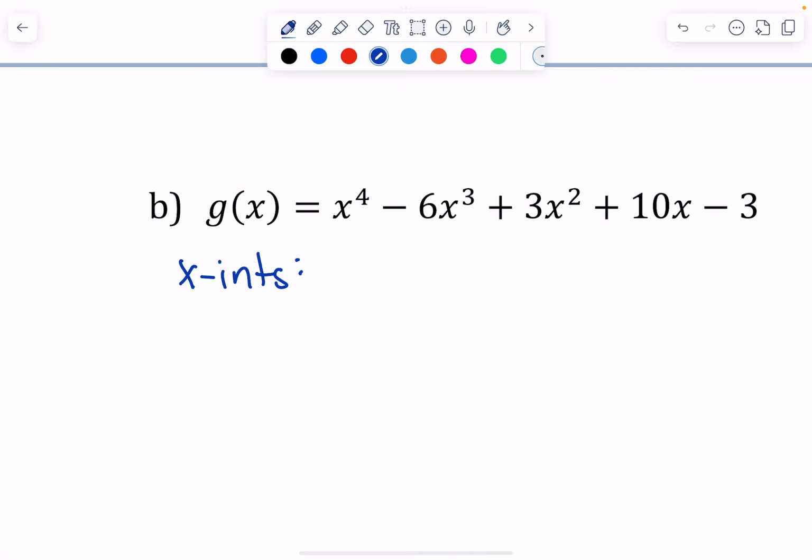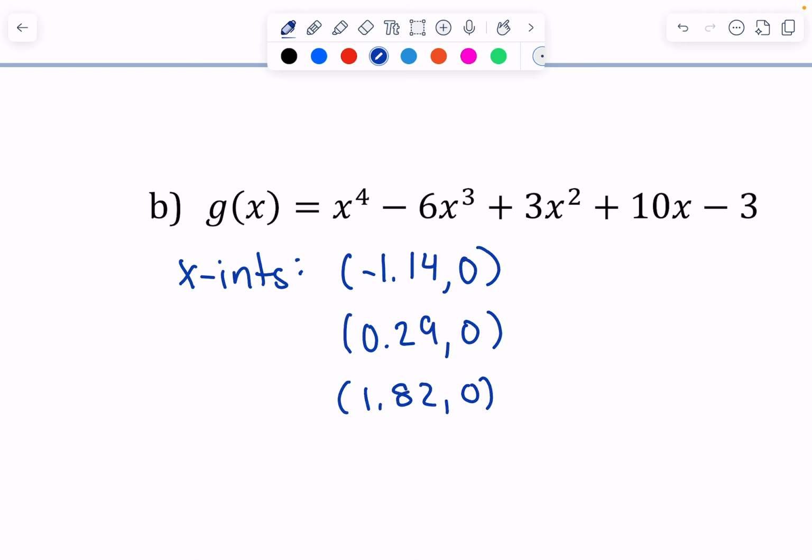Okay. So the first one that I get is negative 1.14, then 0.289, but I'm going to round to 2 decimal places, so (0.29, 0), then (1.82, 0), and (5.03, 0). So I'm just rounding everything to 2 decimal places.